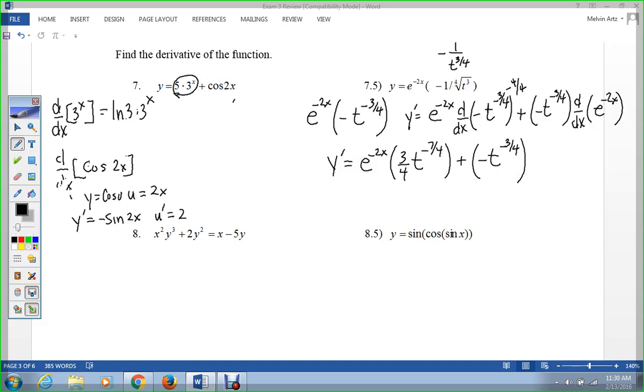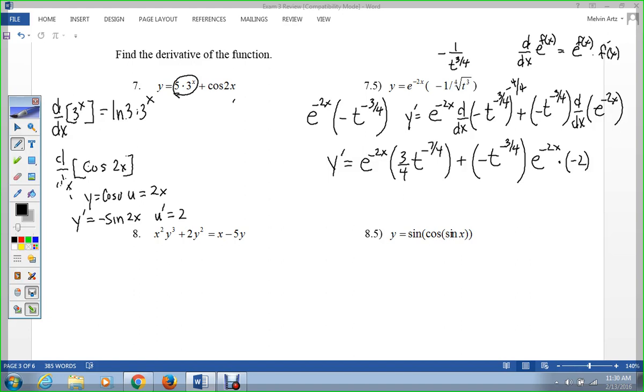Now remember the rule for the derivative of an e to the f of x. It is e to the f of x times f prime of x. So this would be e to the power of negative 2x times the derivative of negative 2x, which would be negative 2. And now you just have some simplifying to do.